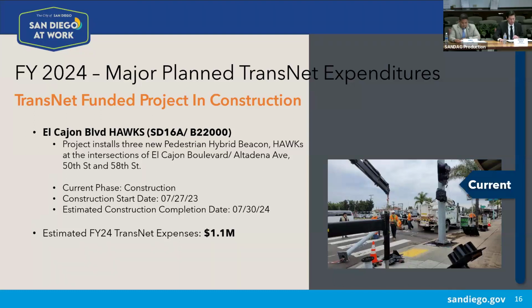And lastly, the El Cajon Boulevard Hawks project installs 3 new pedestrian hybrid beacons, Hawks, at the intersection of El Cajon Boulevard and Altadena Avenue, 50th and 58th Street. The project started construction in July of 2023 and anticipates finishing construction by the summer of 2024. This fiscal year, the project anticipates spending $1.1 million of TransNet funding.